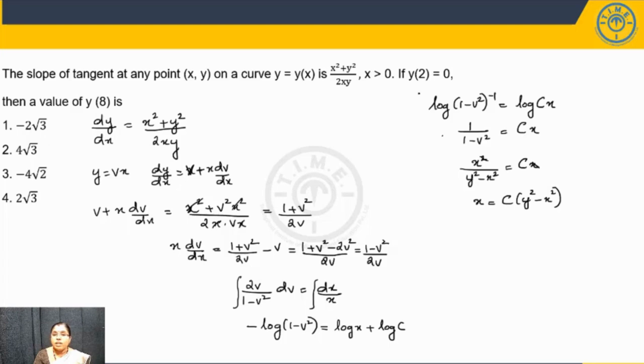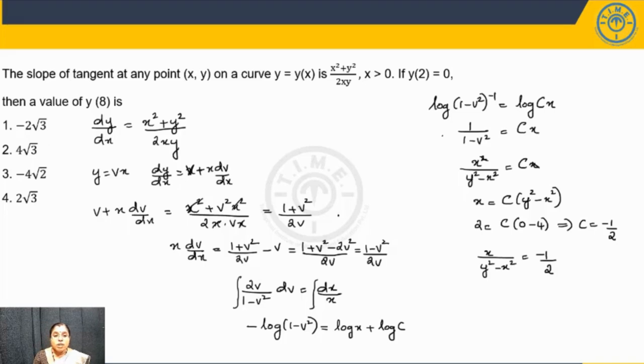Now we are given that y of 2 is 0. So let's put x is equal to 2 and y is equal to 0. So 2 is equal to c into 0 minus 4. So we have c is equal to minus 1 by 2, because 2 by 4 is 1 by 2. So we have x by y square minus x square is minus 1 by 2. So this is what we are getting.